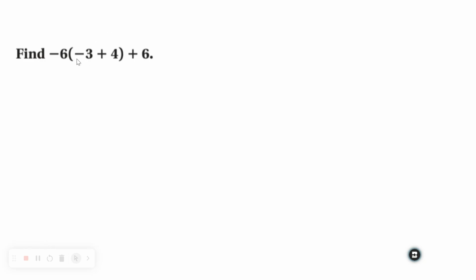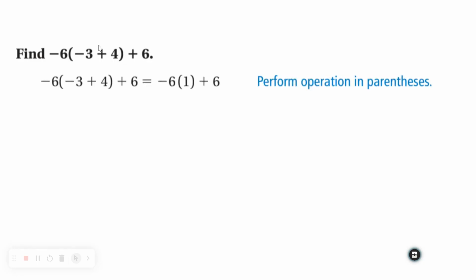We have to think back to our addition. These are opposite sign. 4 is bigger. So if I do 4 minus 3, I'm going to get a +1 right here. So now I'm left with -6 times 1 plus 6. I need to do my multiplication next. Order of operations. -6 times 1. We have different signs. I'm going to have a negative result. So we have -6 plus 6. Here's our last step.